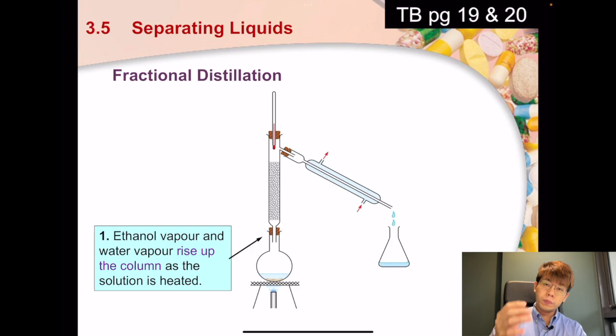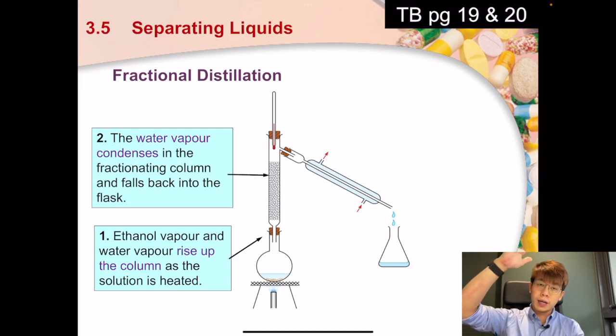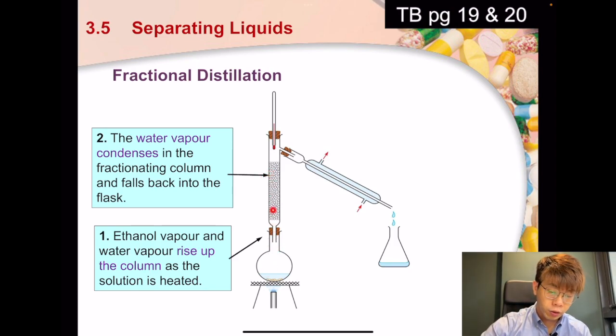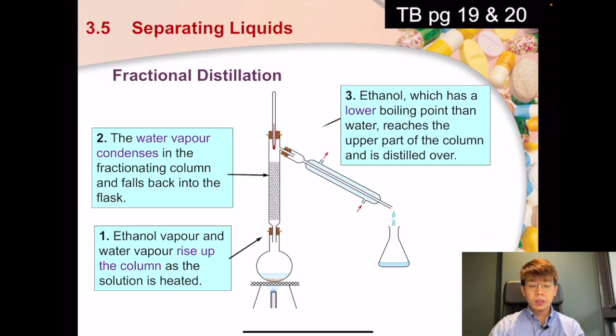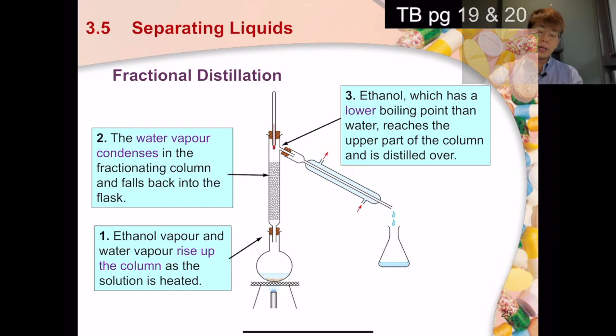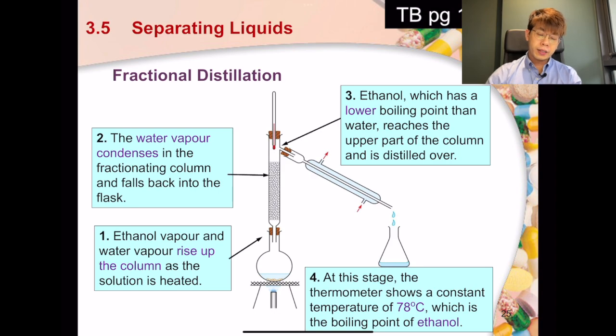Firstly, as usual, ethanol has a lower boiling point, so it will boil first, and the ethanol and the water vapor will rise up. Both will rise up. However, the water vapor has a higher boiling point, so it will condense first in the fractionating column, and then fall back down while the ethanol continues going up. The ethanol, which has a lower boiling point, reaches the upper part first, and then it will distill over. The thermometer will show 78 degrees Celsius, which is the boiling point of the first distillate, ethanol.